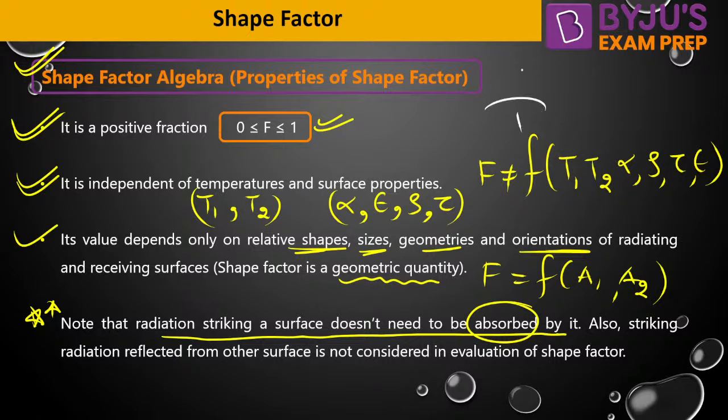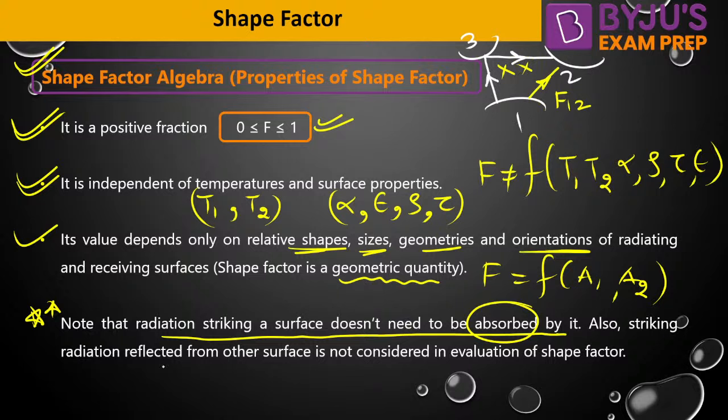This is surface 1, this is surface, let us say 2, and this is, let us say, surface 3. The radiation leaving surface 1 and reaching 3, and then reflected by 3 towards 2, will not be part of shape vector 1 to 2. What is shape vector 1 to 2? It is only the radiation leaving the surface 1 and reaching 2 directly. That is F1 to 2. This will not be part of the shape vector between 1 and 2.